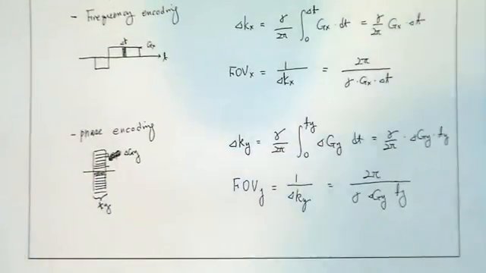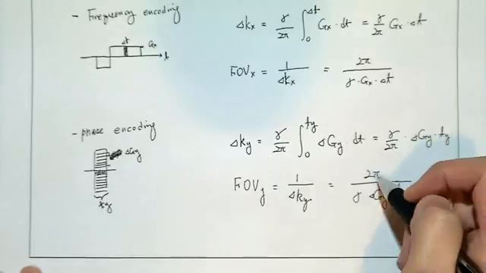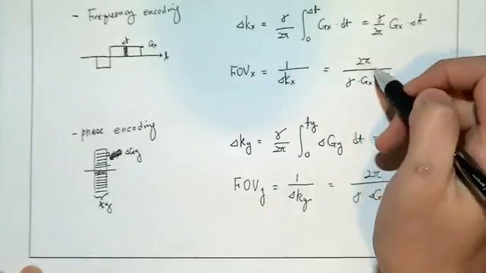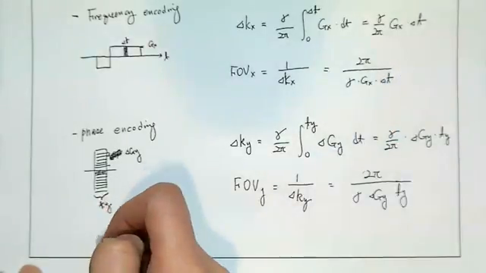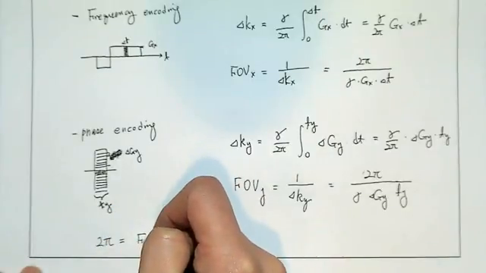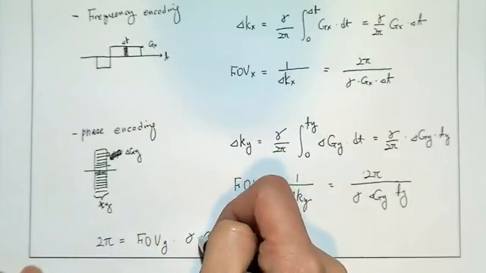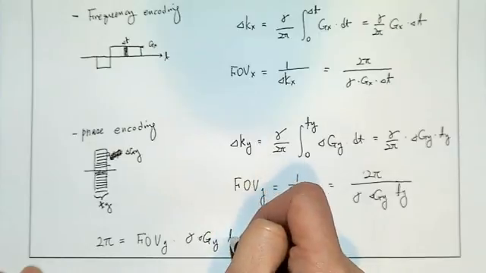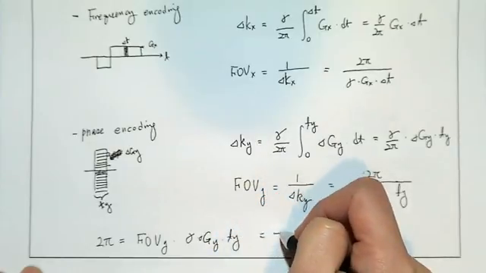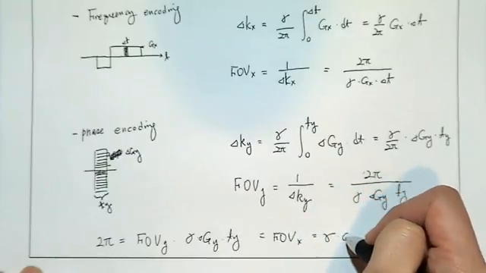And the last one is something kind of interesting that you can see: there's always a 2 pi component here, right? And a 2 pi component here. So you can actually rewrite it as 2 pi is equal to field of view y times gamma delta gy times ty, or field of view x times gamma gx times tx.